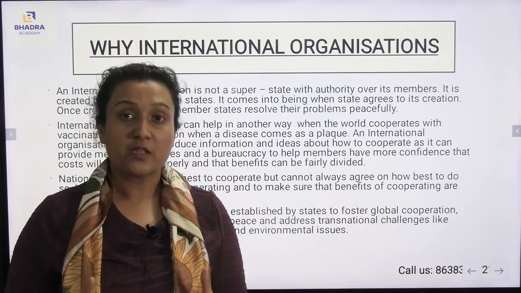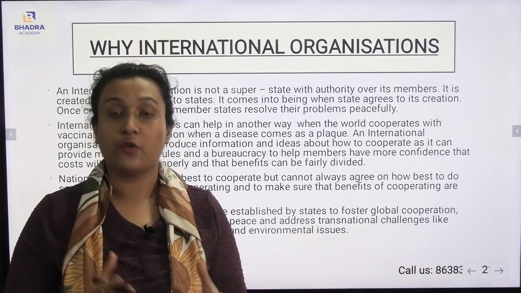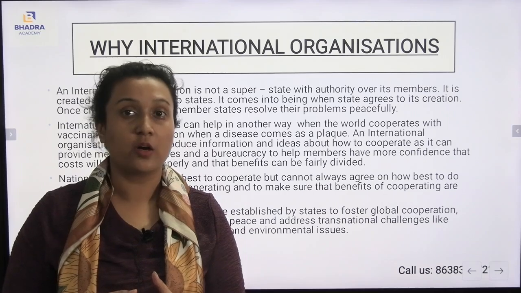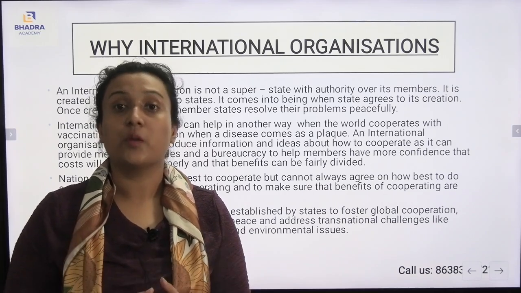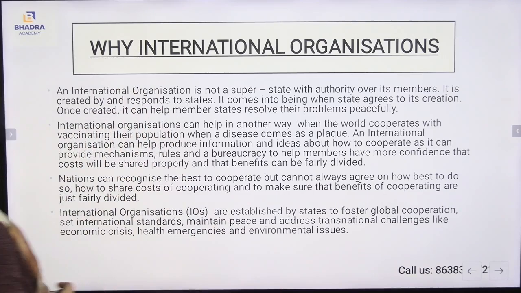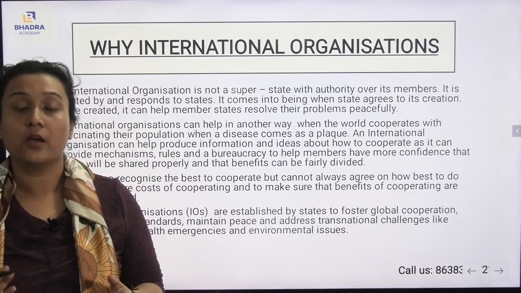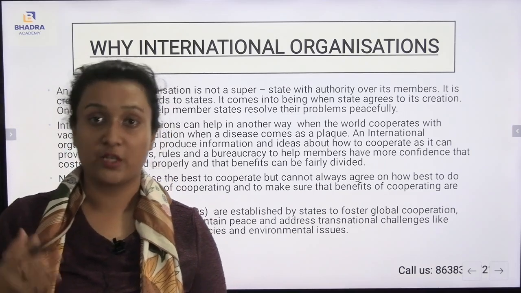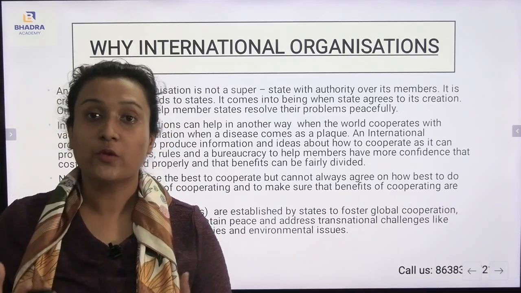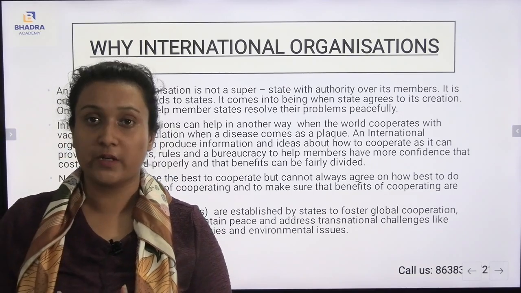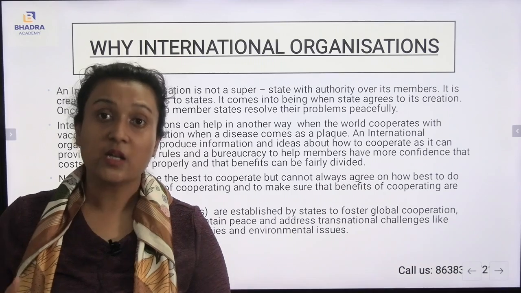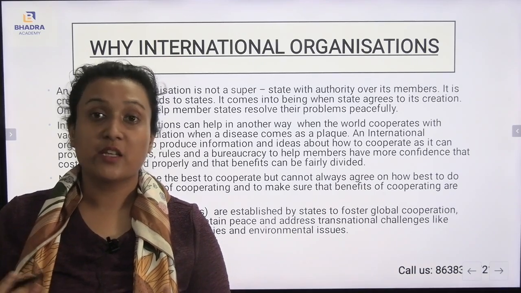For example, if two states are at war, during that time the international organization comes into existence to solve the particular issues. Also, an international organization can help in another way, when the world cooperates in vaccinating its population when a disease comes as a plague. During COVID-19 also, international organizations came to help the people who were suffering from COVID-19. During that time, international organizations were of great help.